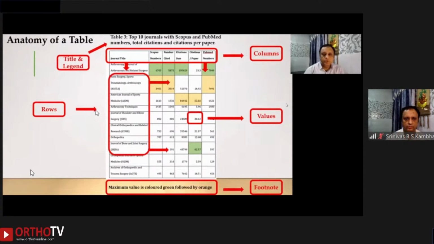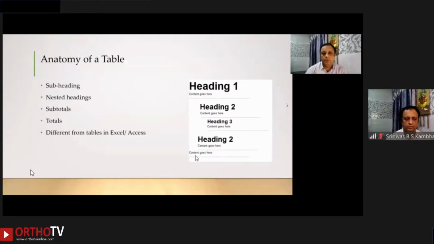The independent variable is usually placed on the left-hand side column and presented in an ascending or descending order based on one or many of the dependent variables that are placed on the right of the independent variable. Units of measurement should be mentioned in the column heading to avoid repetition. Footnote gives instructions that help in reading the table. Data can be presented under subheadings, nested headings. Totals can be presented as a whole or among groups as subtotal.